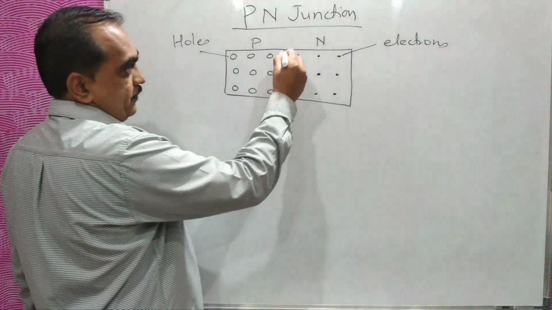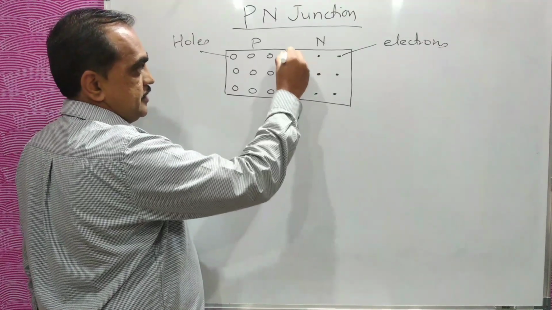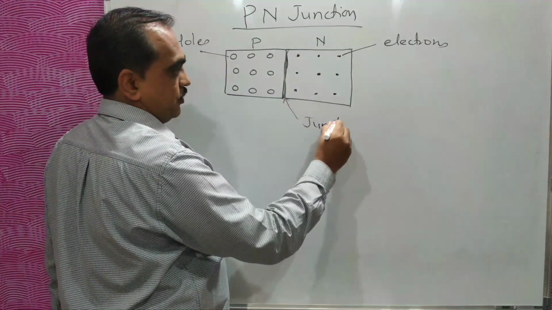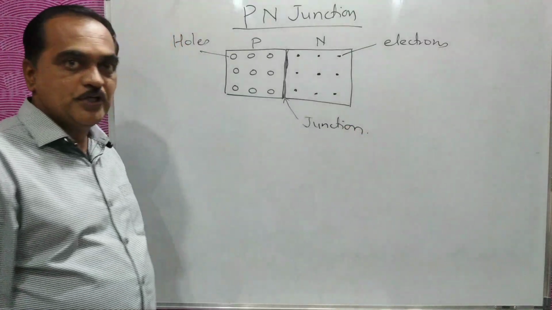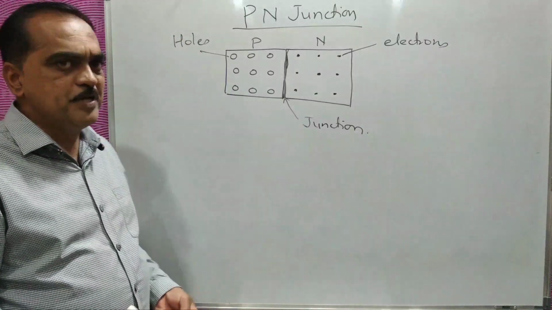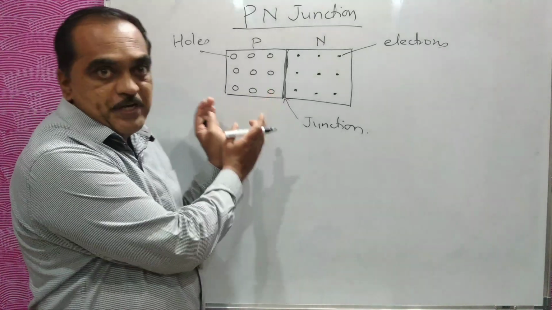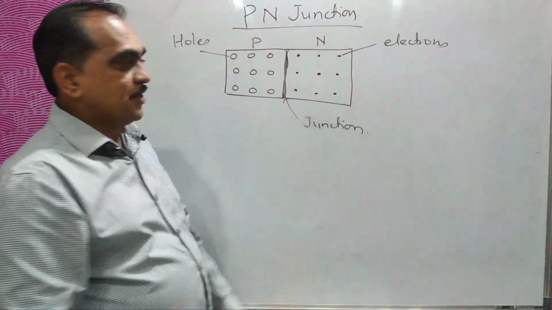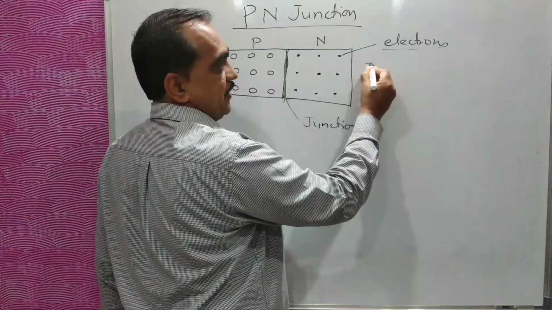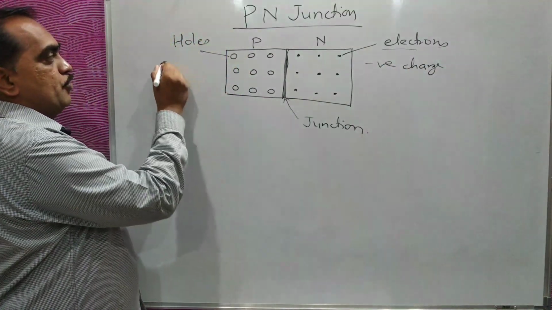The boundary where both semiconductors meet, this interfacing line, is called the junction. So as a whole, it is called a PN junction. It is a very important and basic form of electronics. Now when we join a P-type semiconductor to an N-type semiconductor, electrons are negatively charged particles and we assume that holes are positive charge.